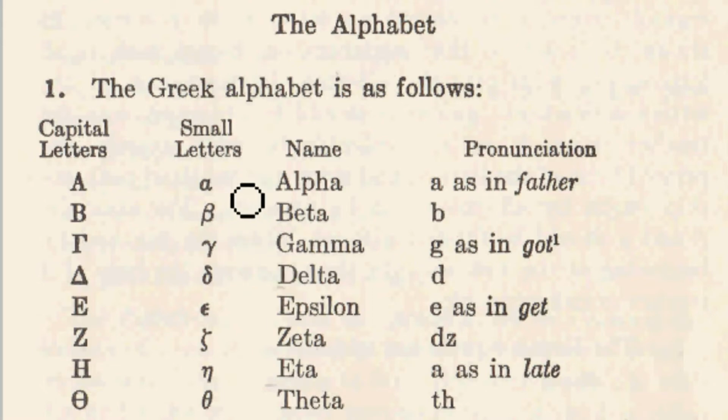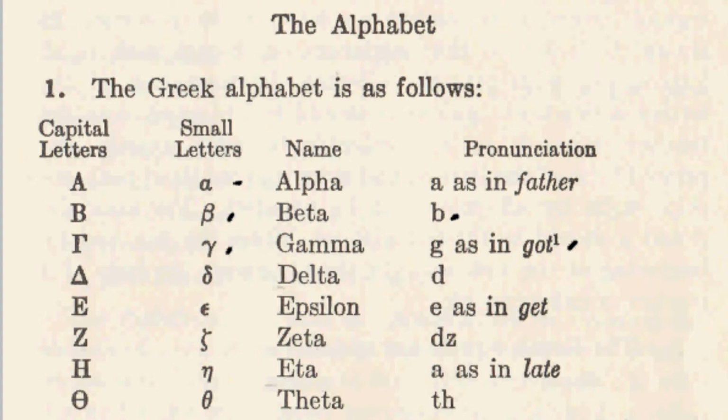I want you to not only learn to draw these letters, which I'll show you how to do in a moment, but also how to pronounce them. And so that's the main thing I want to do right now as we go through this page from Machen's textbook. First letter here is alpha, and of course it's pronounced A as in father. It's the A sound in the English alphabet. Beta, B, makes the sound of B. The gamma is the sound of G, as in "I got it," or something like that.